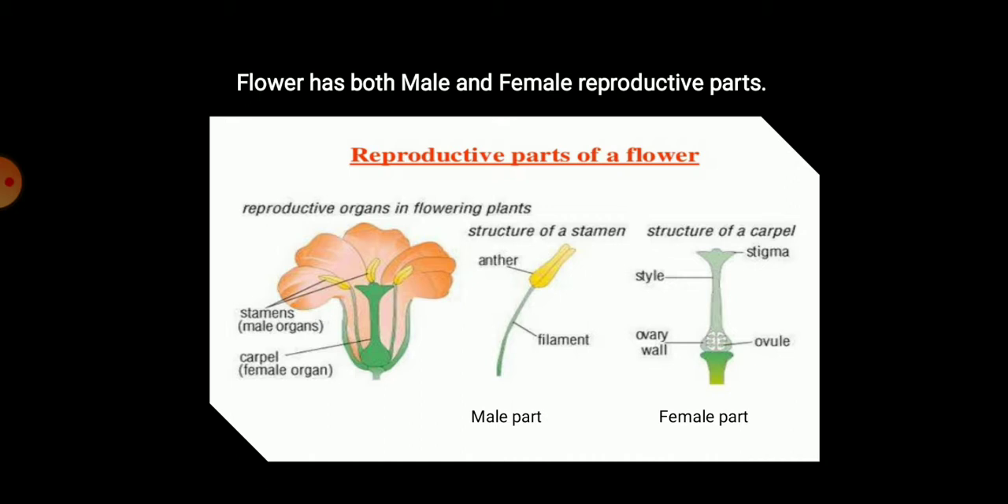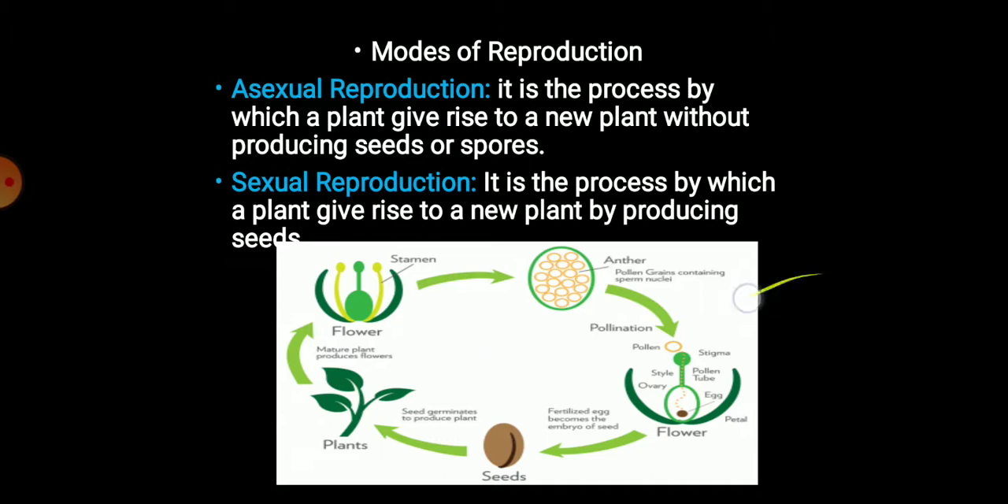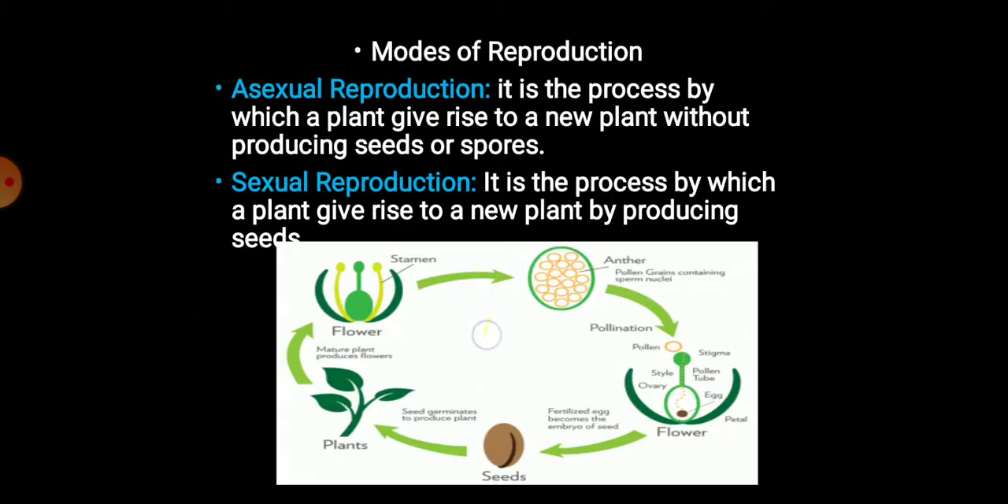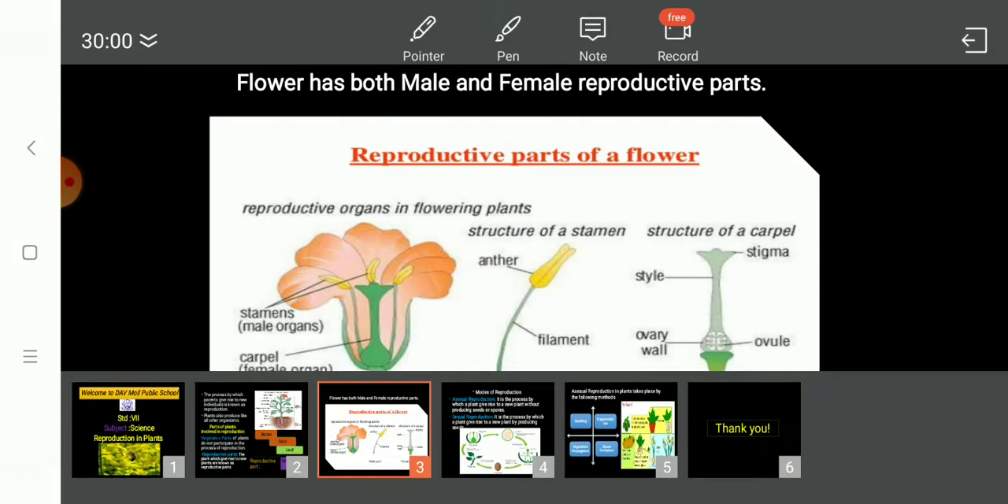In a similar way, the green portion, as you can see, is the female part of a flower. This is the female part. If I analyze this picture more precisely, this is the male part and this is the female part.